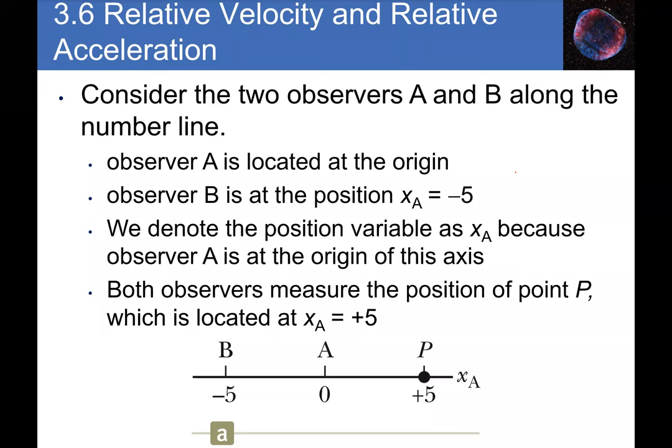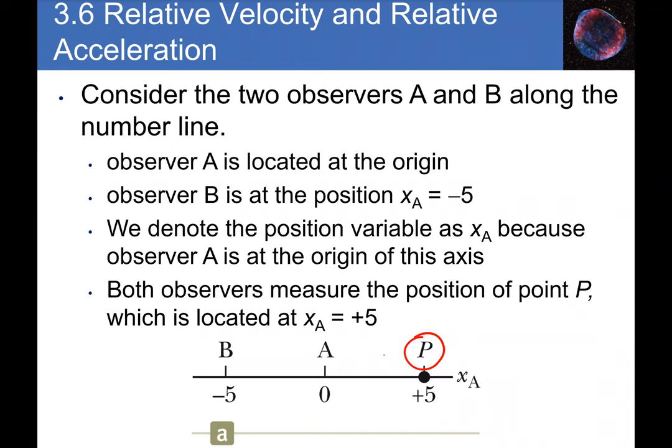So we have two observers, A and B, along the number line. Observer A is located at the origin, and observer B is at x equals negative 5. Okay, x_A equals negative 5. So we denote the position variable as x_A because observer A is at the origin of this axis. Both observers then measure the position of P, which is this point, located at x_A equals plus 5, relative to the origin again.